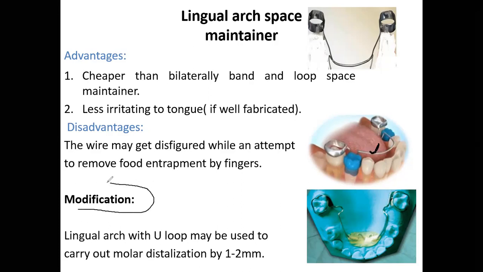We can modify this particular type of space maintainer by giving this U loop, 1 to 2 millimeter U loop. Why are we giving these U loops? Because if we want any sort of distalization, we can achieve distalization by opening the loops. This is the only purpose to give the loops. This is the modified type of a space maintainer if we want to give.